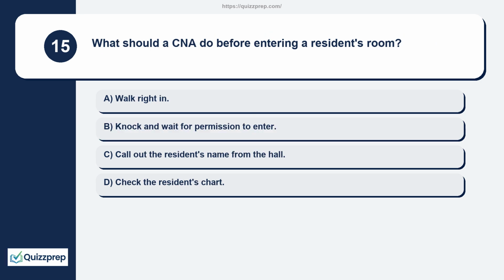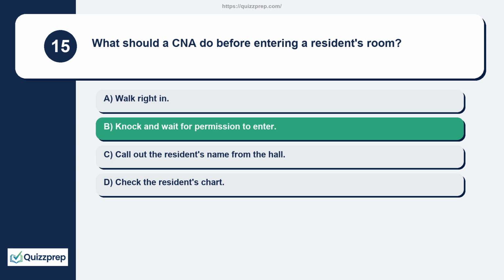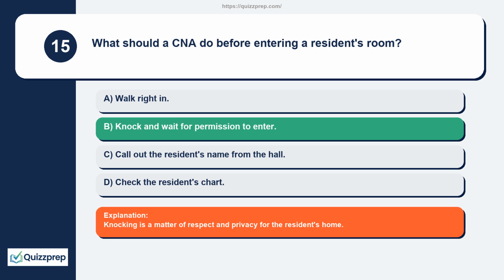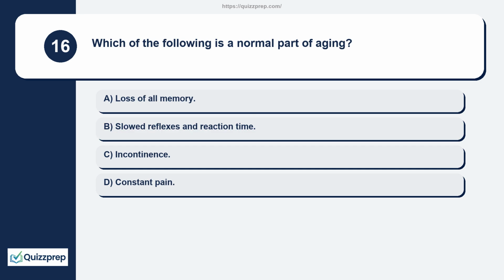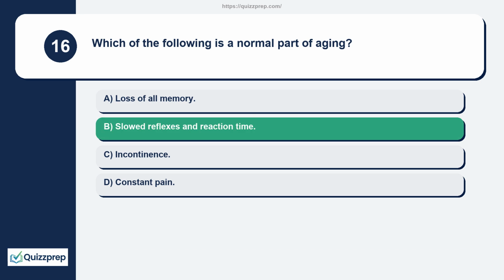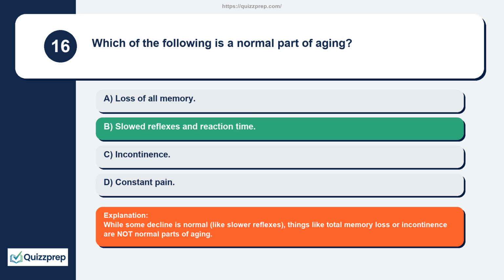Question 15. What should a CNA do before entering a resident's room? Walk right in, knock and wait for permission to enter, call out the resident's name from the hall, check the resident's chart. Knocking is a matter of respect and privacy for the resident's home. Question 16. Which of the following is a normal part of aging? Loss of all memory, slowed reflexes and reaction time, incontinence, constant pain. While some decline is normal, like slower reflexes, things like total memory loss or incontinence are not normal parts of aging.